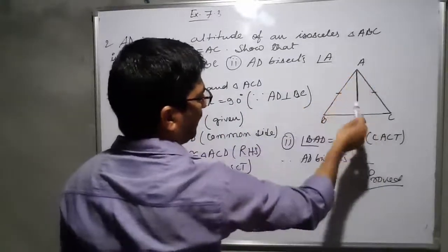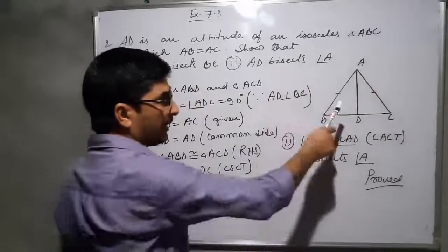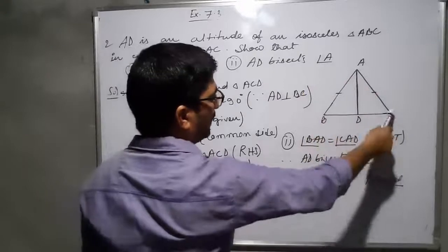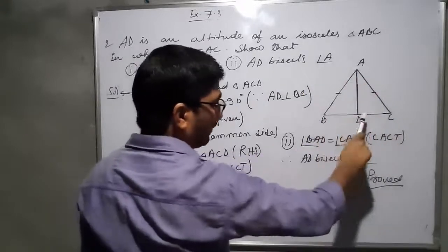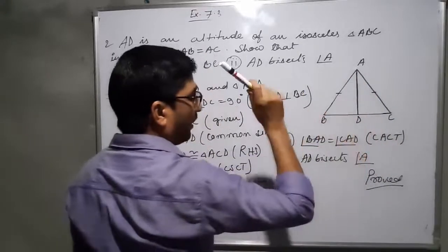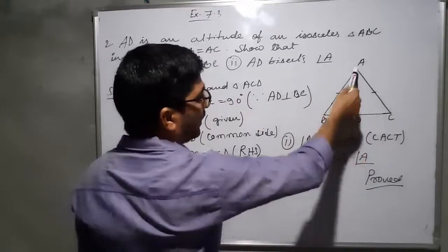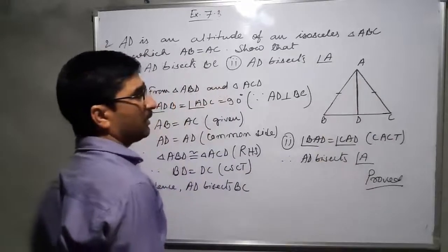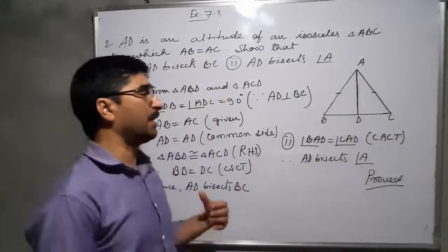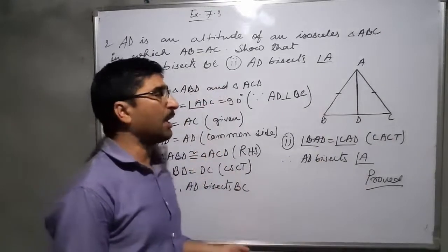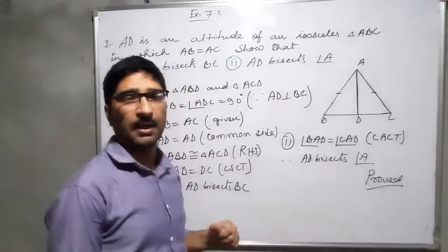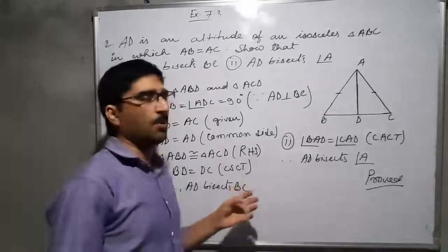If AD is perpendicular, we have to prove that in an isosceles triangle, this D is the midpoint of BC. That means AD bisects BC. That means D is the midpoint. And also we have to prove AD bisects angle A, meaning this angle and this angle are equal. That means AD is a perpendicular bisector and also the angle bisector of the vertical angle. This is one of the properties actually.